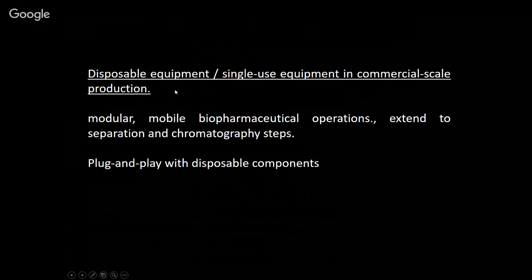So it is modular and mobile, so we can move your chromatography unit from one place to another, do the job, and move it back. Many of the operations can be mobile and modular. Plug and play with disposable components. So I just buy a disposable bioreactor, a disposable chromatography column, do the job and throw them away.